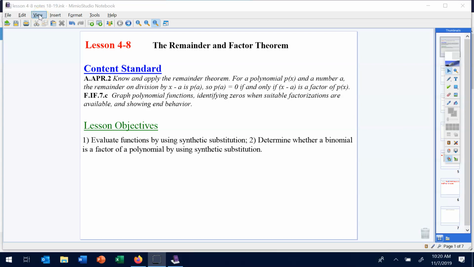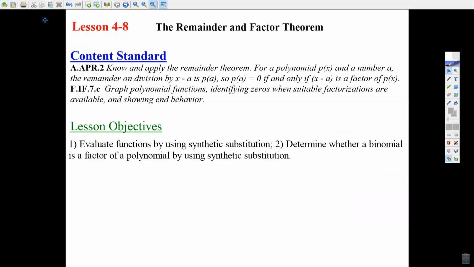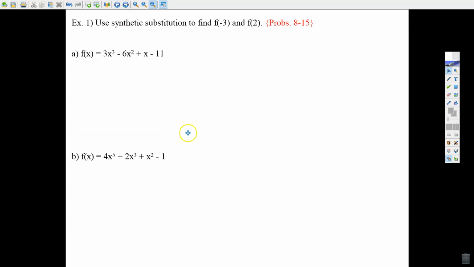All right, so today we're covering lesson 4.8, and we're going to talk about two theorems, the remainder theorem and the factor theorem. Really, instead of giving you two different theorems that you would memorize, we're just going to show how these work in actual problems, and both of them involve the use of synthetic division. So let's start off with what it means to do something called synthetic substitution, and that's going to lead us into what really is the remainder theorem.